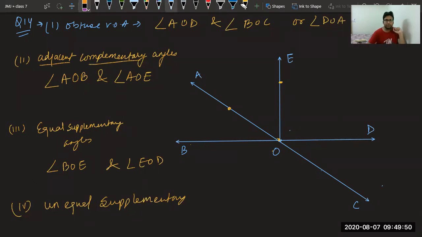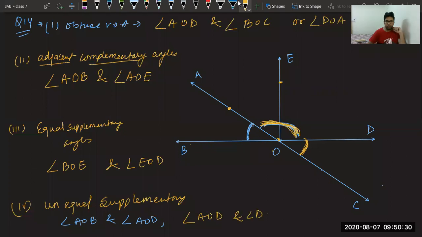Third part is saying unequal supplementary angles. So we have to see all these straight lines which are being formed by different angles. If you see this angle and this complete angle, they are unequal and they are forming a straight line. So the first pair is angle AOB and angle AOD. Apart from this, can you find any other pair? Yes, AOD and DOC will also be a pair, angle AOD and angle DOC.